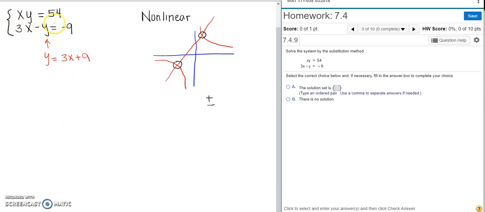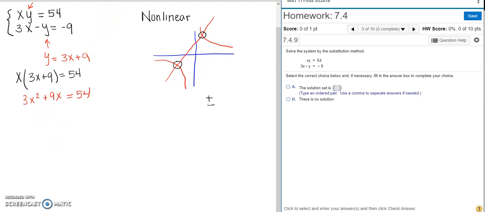Okay, so you can subtract the 3x, and then you would divide by this negative, which is why the signs change. So I'm going to plug that into the y in the other equation. So the 3x plus 9 goes in where that y was. Okay, so it was x times y equals 54. So to solve from here, we just distribute. We get 3x squared plus 9x equals 54.